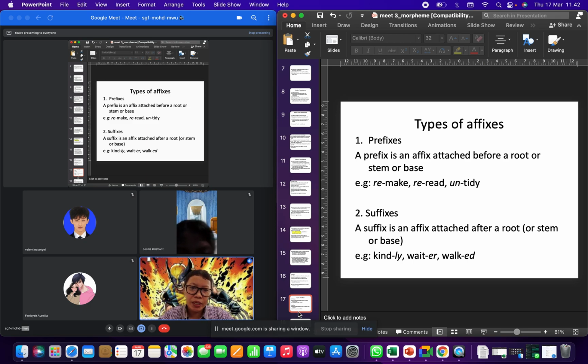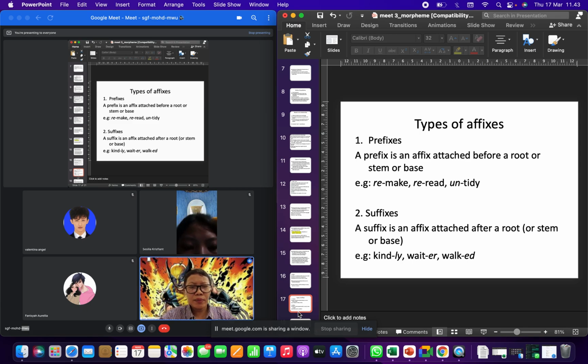Now, if you see here, the prefix sometimes can cause a different meaning from its stem. It can be from positive to negative, or vice versa. And then prefix also can have the meaning of repeated action, such as the prefix re, such as remake and reread. It means that you do the process again.